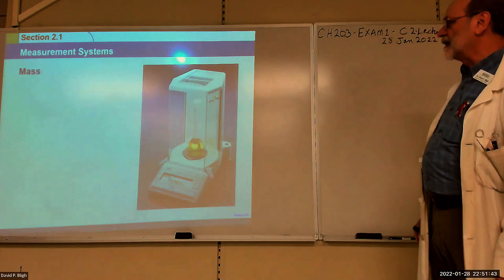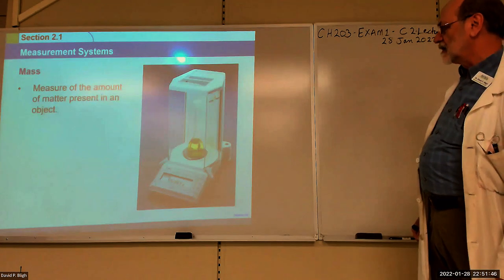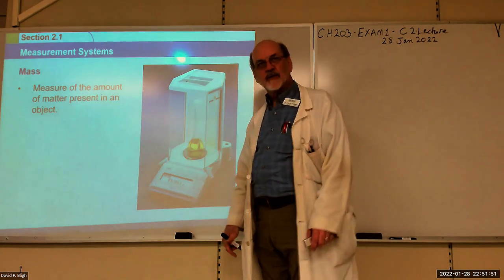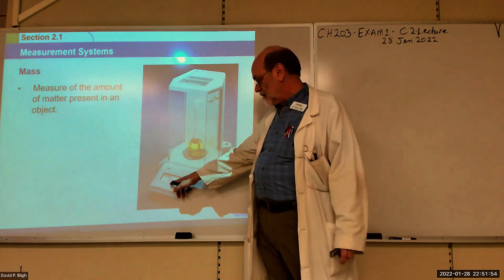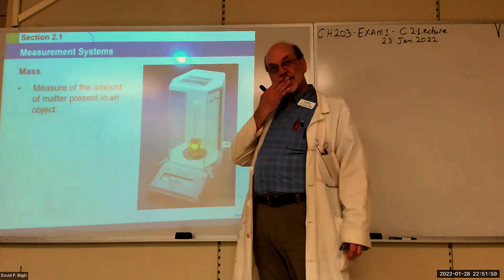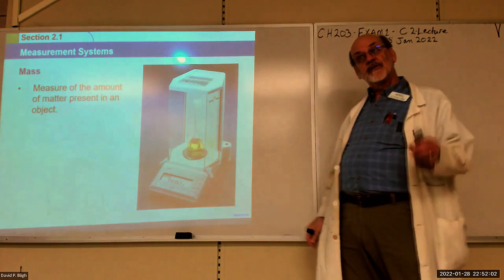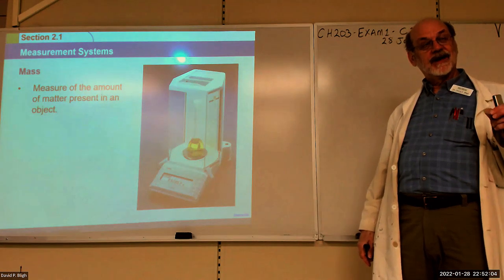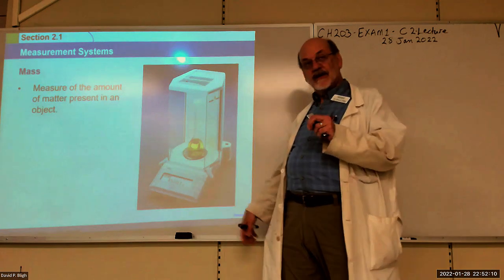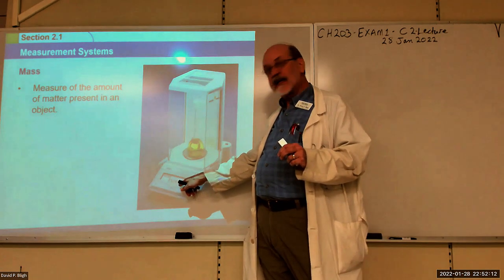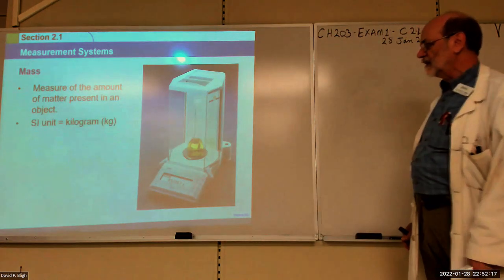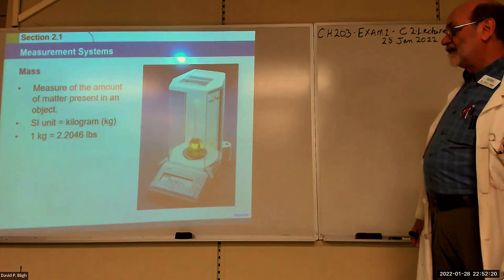Okay, let's see. Mass. All right. This is an analytical balance. It's good to four decimal places, which means a 1/10,000th of a gram. A thousandth of a gram would be a milligram. So if we've got four places instead of three, that means it's good to a tenth of a milligram. Okay, there we have an equivalence.